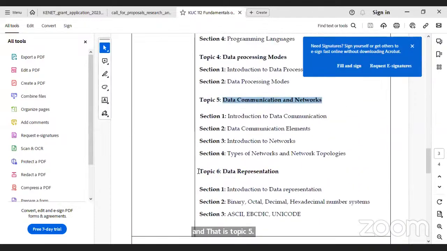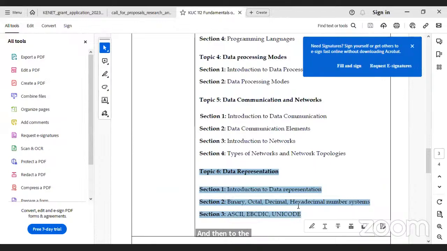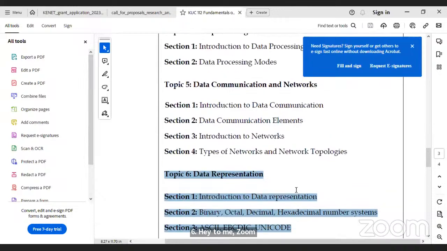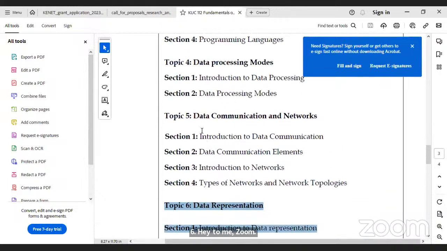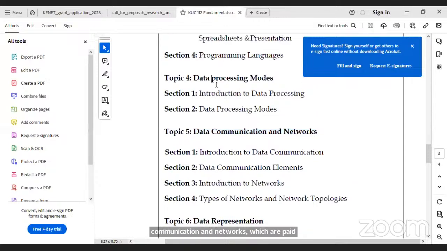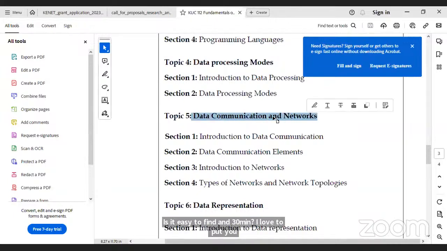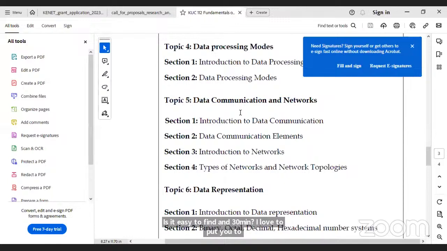Then we will remain with topic 6. You see topic 6. Let me zoom. So now you see we have finished the syllabus. Next week we are going to cover data communication and networks, and finish. We will first revise data processing modes, those batch system, single user, multi-user, multi-processing. Then we cover programming languages. Easy, we will take 30 minutes. Then we come to cover data communication and networks. This too I am going to finish next week.